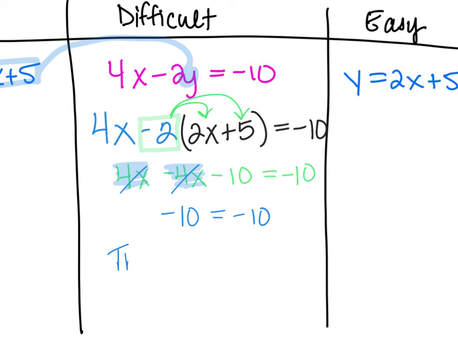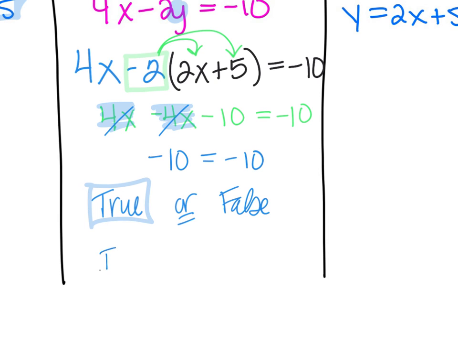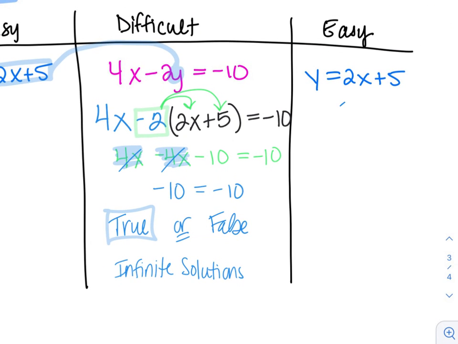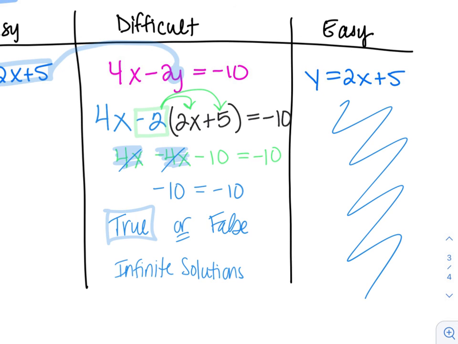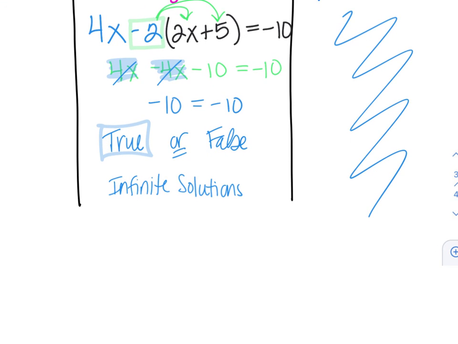So you ask yourself, is that true or is that false? Is negative 10 equal to negative 10? And hopefully you say that's true. So what that means is there are infinite solutions. I don't even have to go to this other one over here because there is no single solution. There's infinite. Any single number would work in here. And remember, when you look at a graph, infinite solutions mean it's the same line.